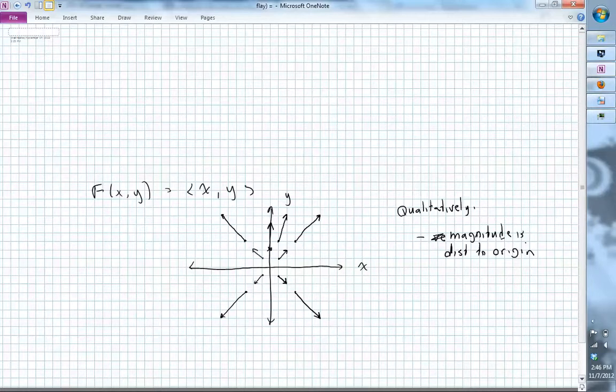Right. And in fact, you can say even more about the direction. What can you say more generally about the directions qualitatively? Points in the opposite direction from the origin. These guys all point away from the origin. So a broader statement is that they all point away from the origin.